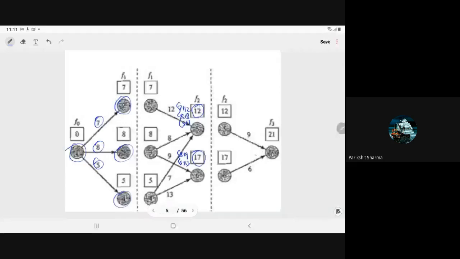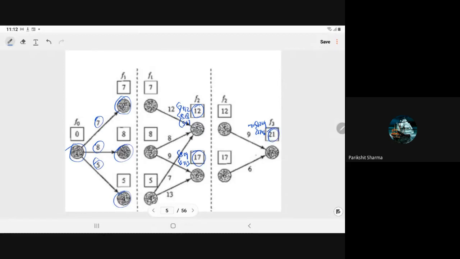So the optimal will be 12 plus 9, and here we have 17 plus 6. We have to take the minimum. So 12 plus 9 is 21, and 17 plus 6 is 23. So the minimum is 21.